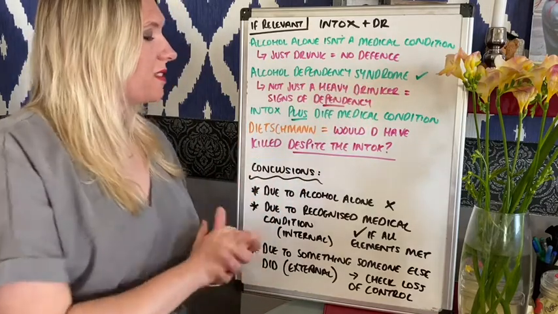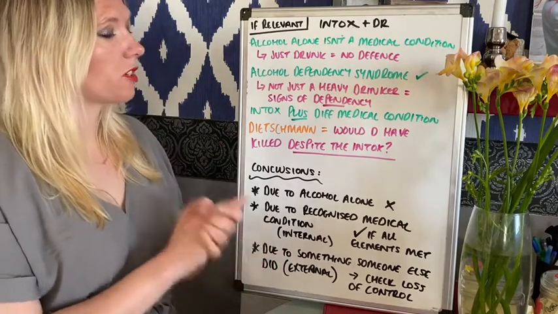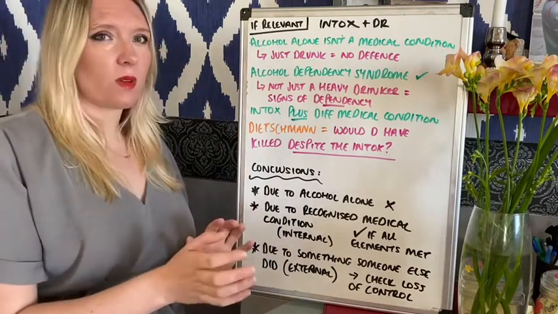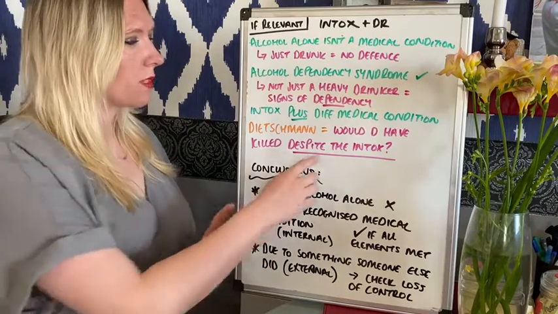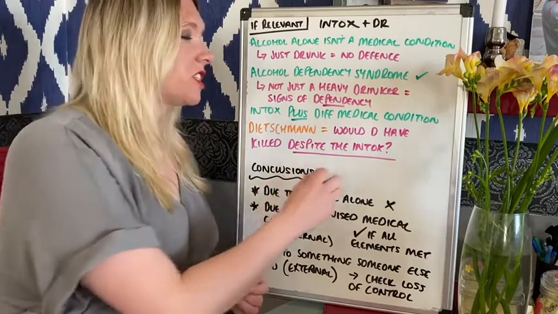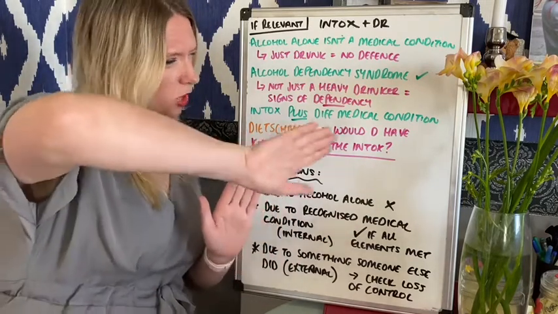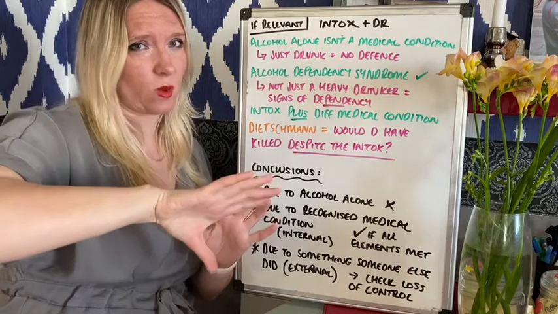We refer to the case of Dietschmann, and the Court of Appeal gave us a really important question to consider. State the question and then apply it. So the question is, would the defendant have killed because of their condition despite the intoxication? So we're almost looking at the situation and trying to ignore the intoxication if we can.